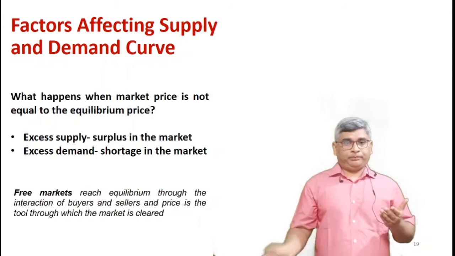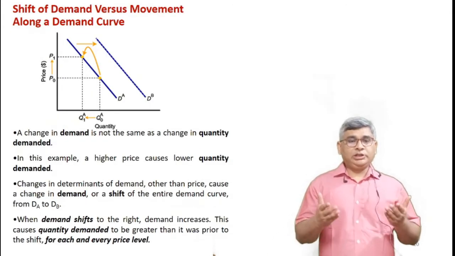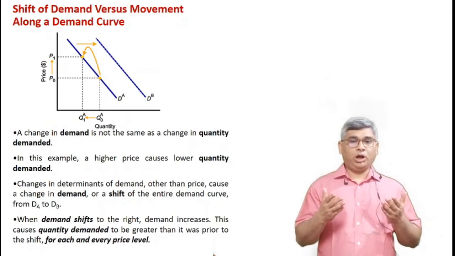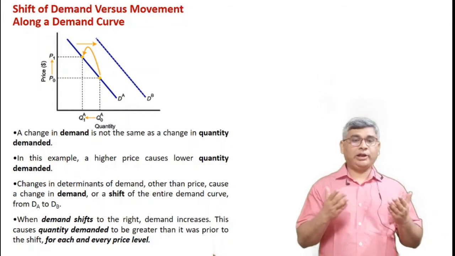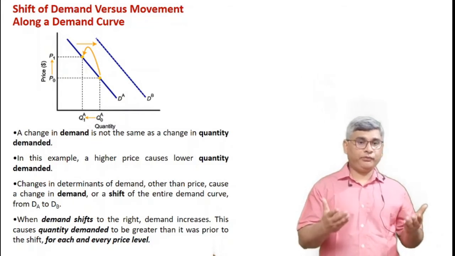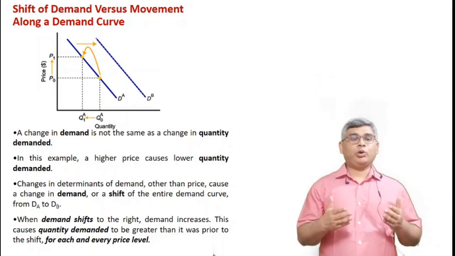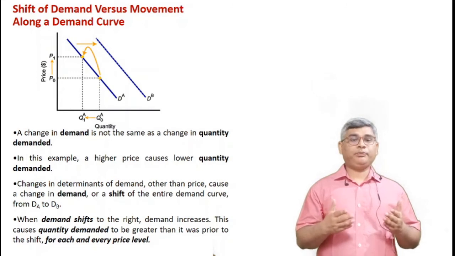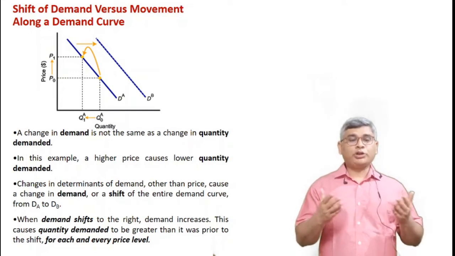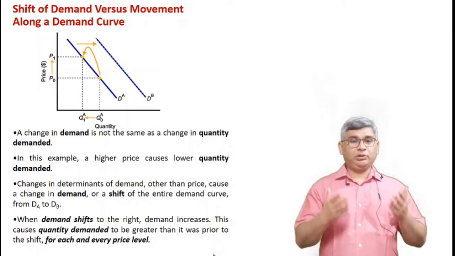So let us see how the supply curve and the demand curve change with some of the factors. Now we have two things: the change in the quantity demanded and the change in the demand curve. These two things are different. In what sense are they different? Let us see here on this curve.